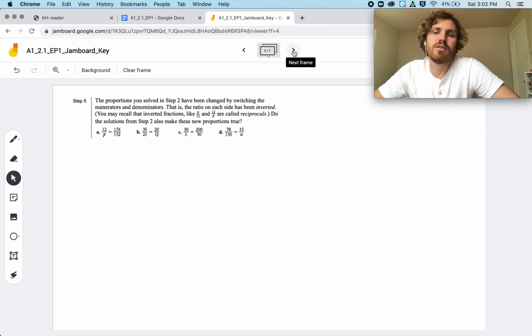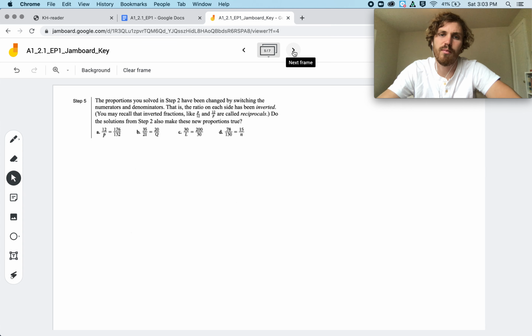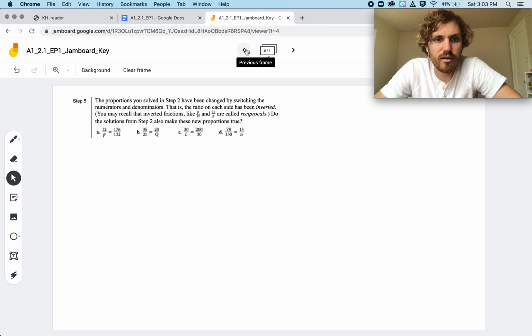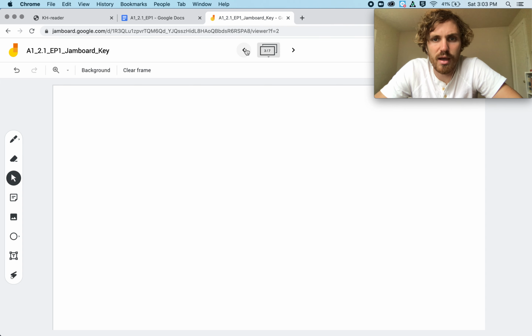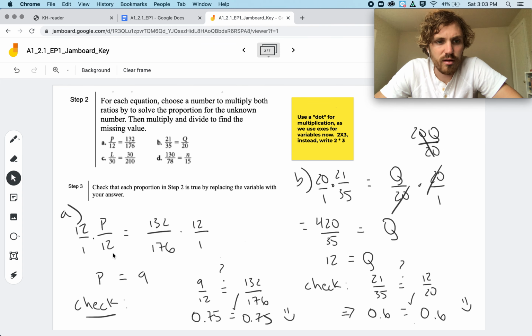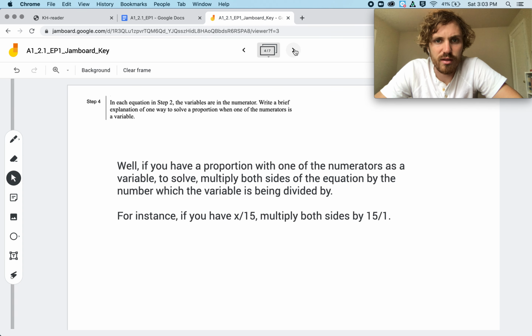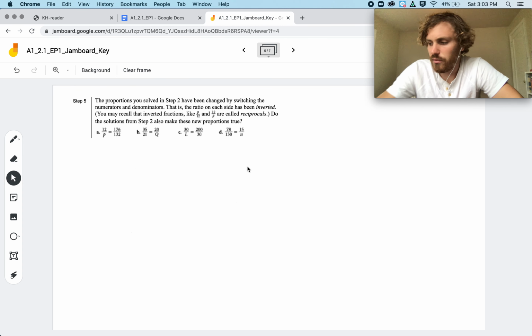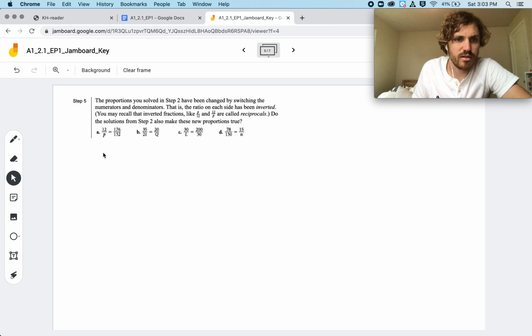So we took the step 2 proportions and we just flipped them. And now we're curious, would the solutions that we got earlier still be the same? So let's go back and look at our solution to A, which was 9, and look at our solution to B, which was 12. So if we flip these proportions, will those solutions still work, is the question. So let's check.